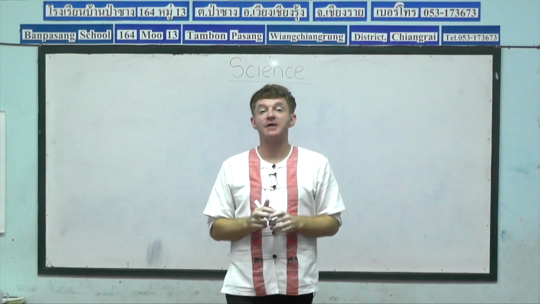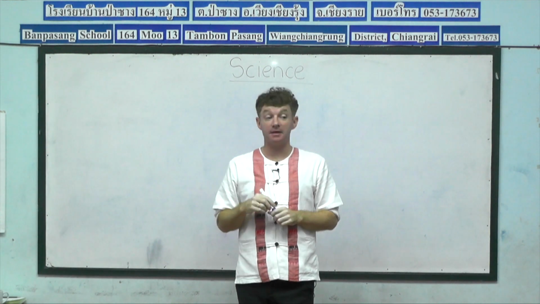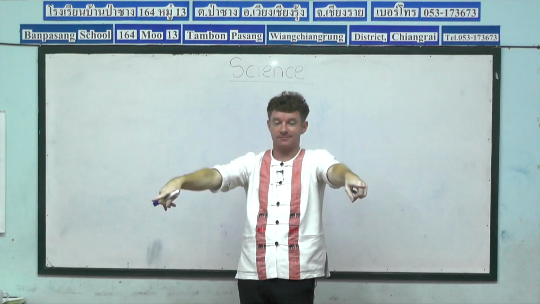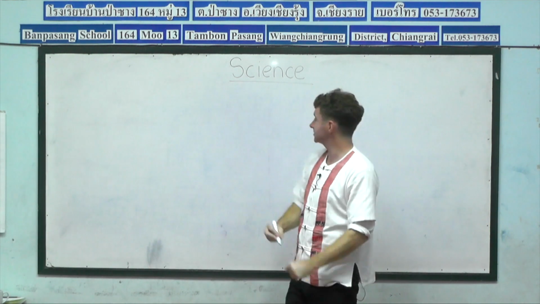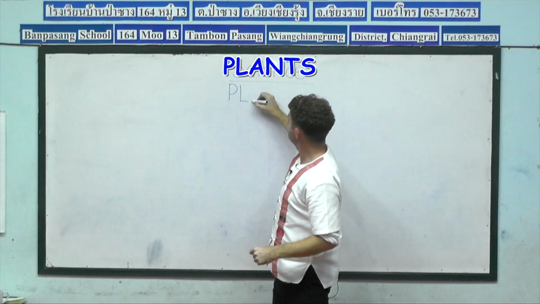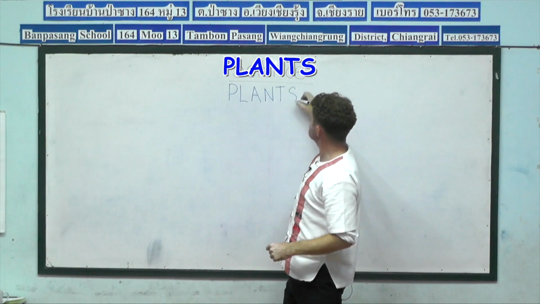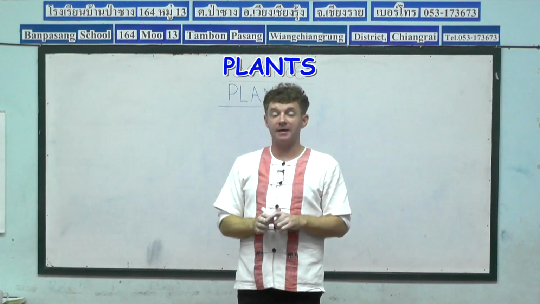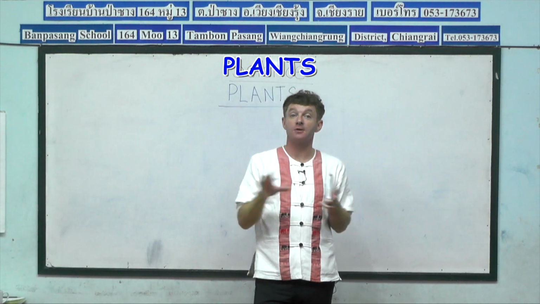So in recent science lessons, we've been learning about a specific type of living thing. A living thing that grows out of the ground. Perfect. What have we been learning about, guys? Plants. So let's write the word plants on the board. P-L-A-N-T-S. Plants.